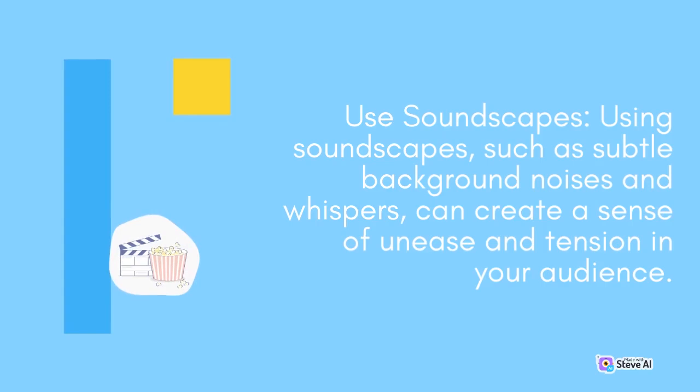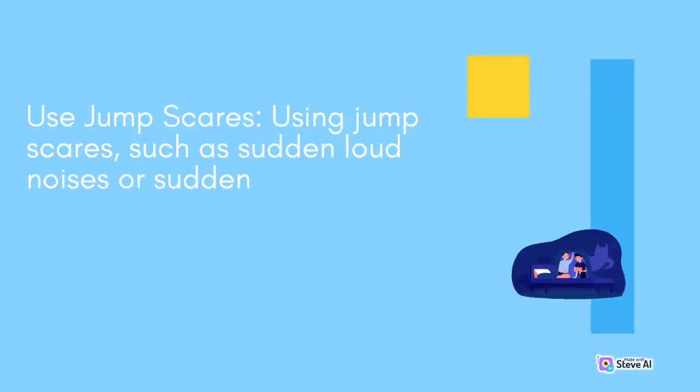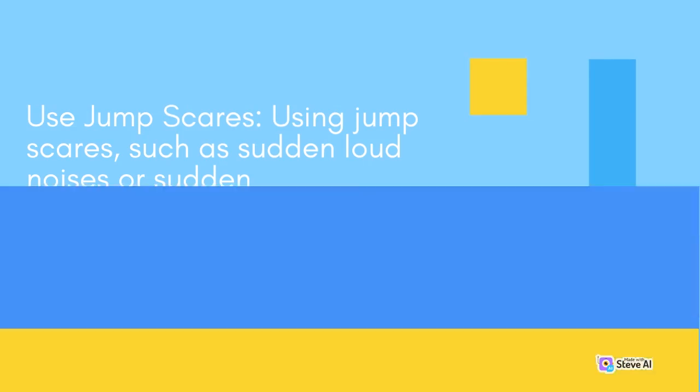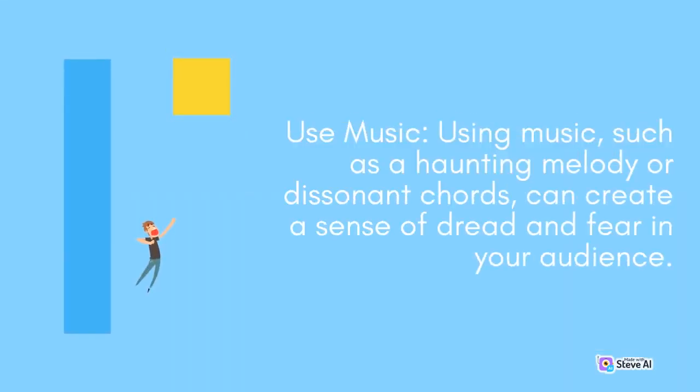Use soundscapes. Using soundscapes, such as subtle background noises and whispers, can create a sense of unease and tension in your audience. Use jump scares. Using jump scares, such as sudden loud noises or sudden appearances, can create a sense of shock and fear in your audience. Use music. Using music, such as a haunting melody or dissonant chords, can create a sense of dread and fear in your audience.